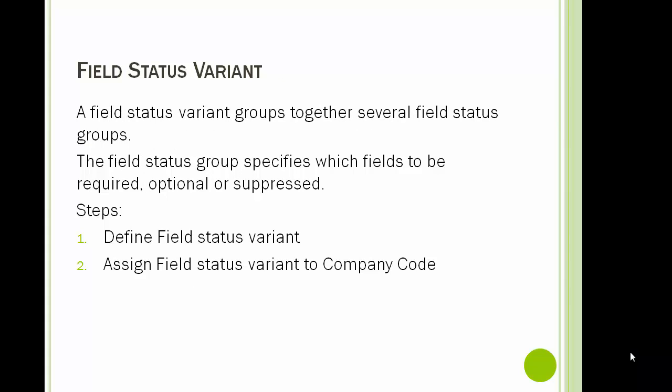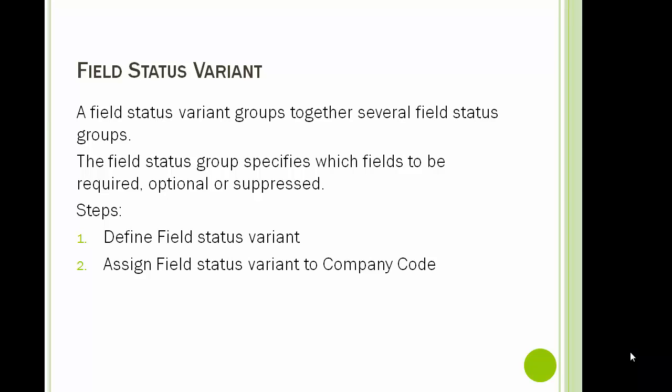Field status variant. A field status variant groups together several field status groups. The field status group specifies which fields are to be required, optional, or suppressed. For example, in practical life, there are different natures of business transactions that take place in a day in an organization. There could be purchase of raw material, purchase of semi-finished goods, purchase of asset, purchase of services, making payments to the vendors for the purchases.